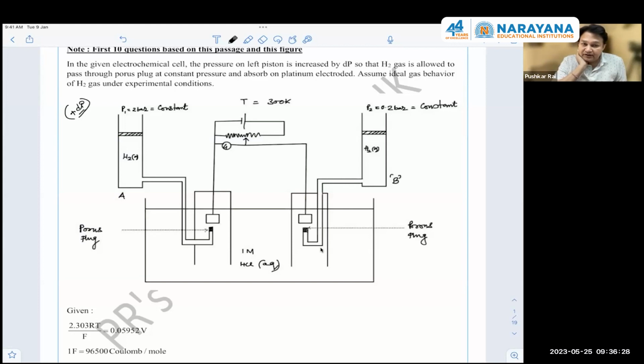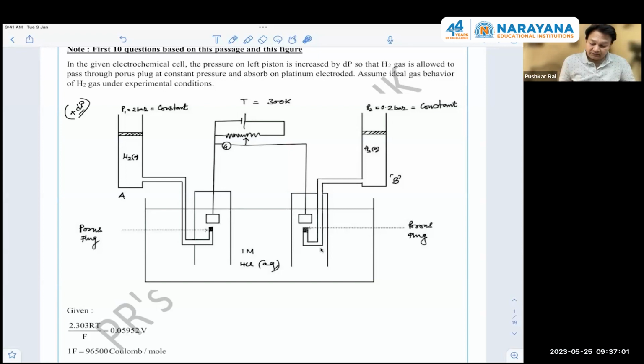So if we want to carry out this process, that is why I have written in the given electrochemical cell, the pressure on the left piston is increased by dP. The potentiometer has basically balanced these two arms, maintaining that balance. This battery is very important here. Its work is that the potential of this and this is maintained in such a manner that no current is flowing.